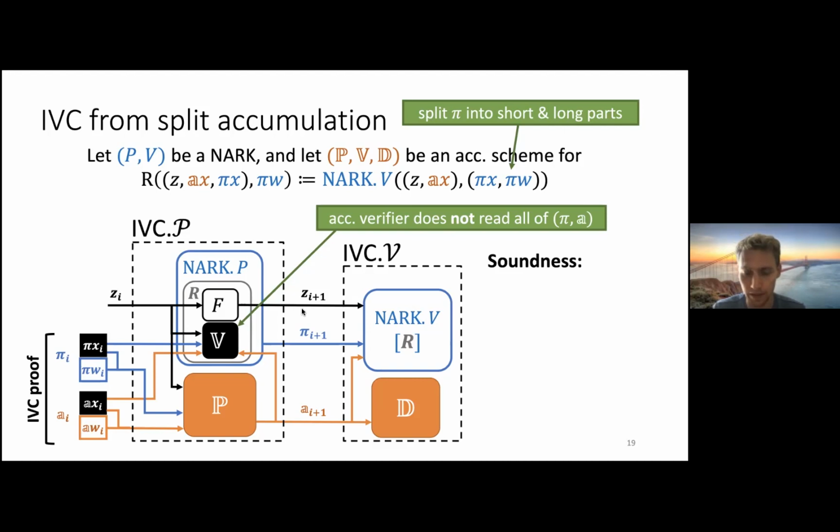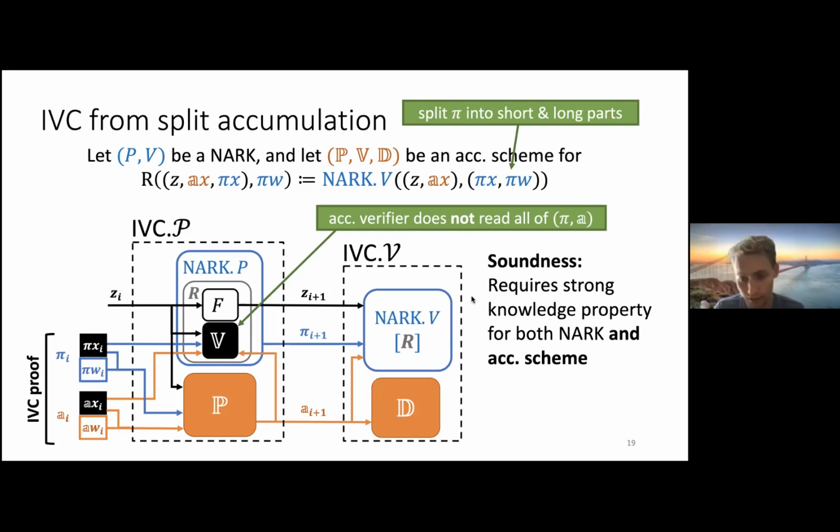And soundness of the scheme relies on, again, the strong knowledge property for a NARK, but we also need now a strong knowledge property for the accumulation scheme. So we need that from the accumulation prover, we can actually extract the accumulation witnesses along the way. And the important thing is that the efficiency of this entire scheme depends on R. So it is independent of the size of pi w and AW, and only depends on pi x and AX.